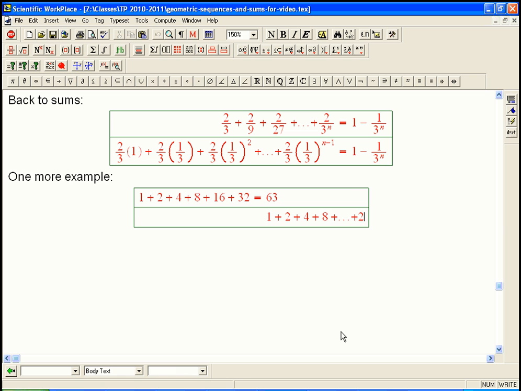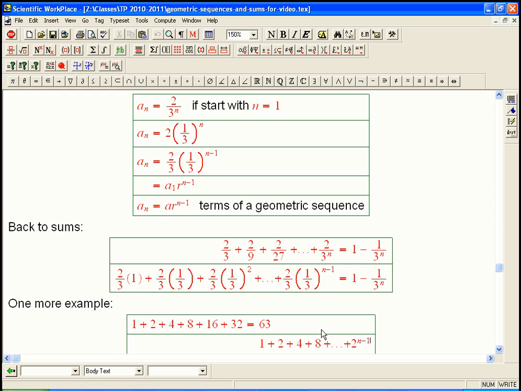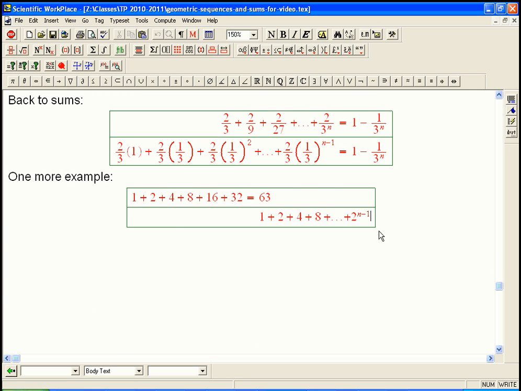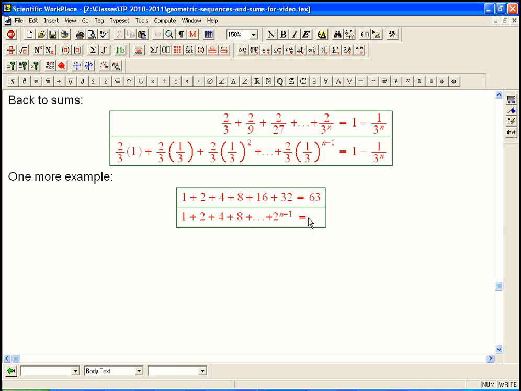If we go up through 2 to the n, well, let's see. Do we want to go through 2 to the n? Let's actually go through 2 to the n minus 1, because that's going to be the nth term. If a1 is 2 to the 0, and a2 is 2 to the 1, then a_n is going to be 2 to the n minus 1. That's just using exactly this formula. 1 times 2 to the n minus 1 is the nth term. Okay. So let's see what that should be.